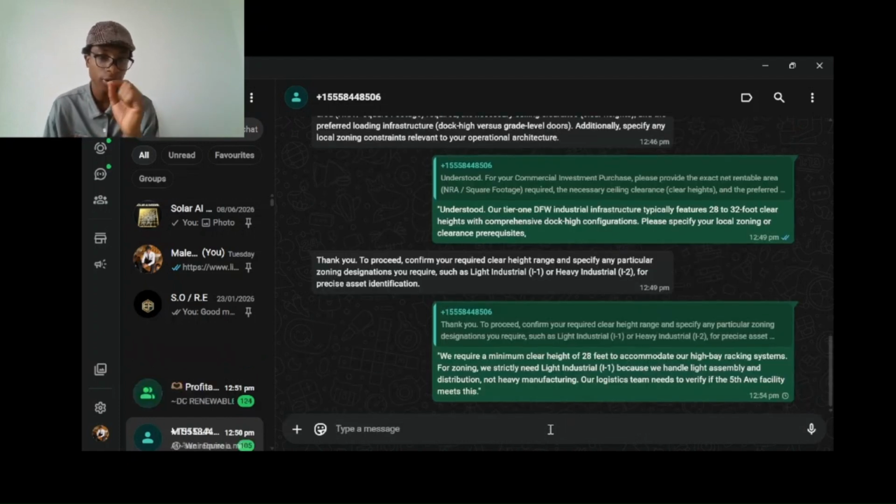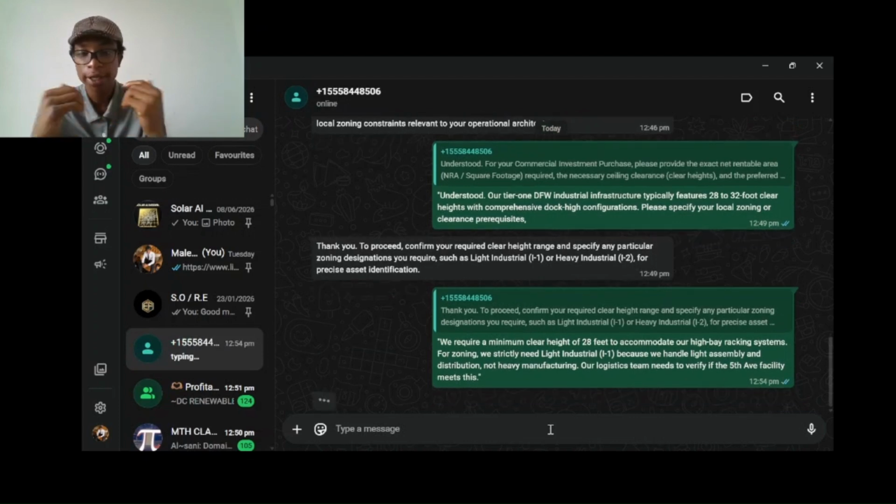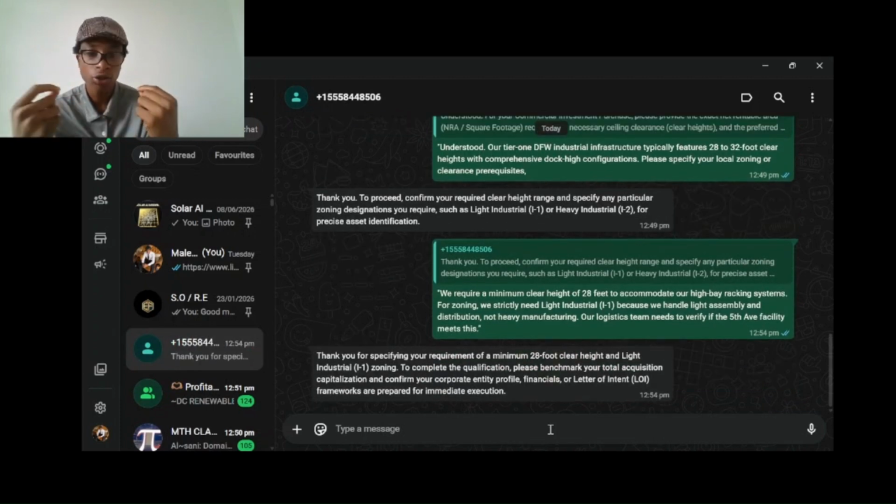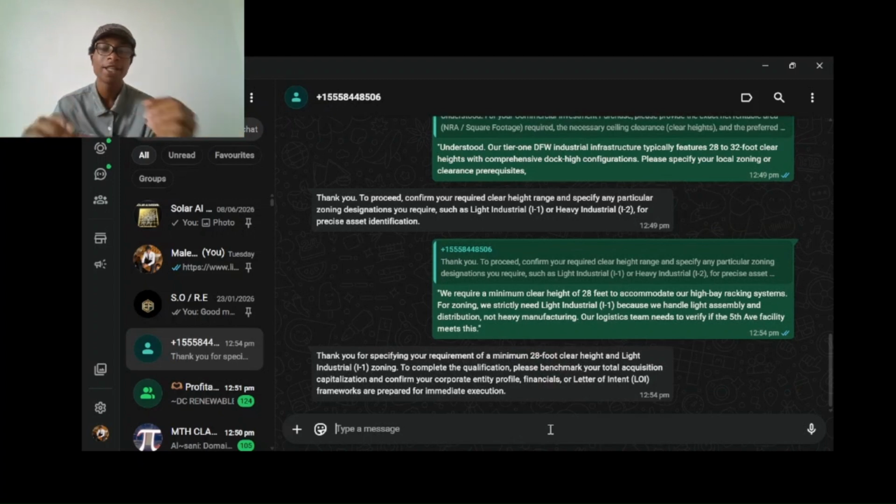Okay, so I'm going to send it to this AI agent, and we want it to read it and actually give us back a reply. So you can look at this. "Thank you for specifying it. To complete the qualification, please benchmark your total acquisition capitalization and confirm your corporate entity profile, financials, or letter of intent (LOI) frame are prepared for immediate execution."